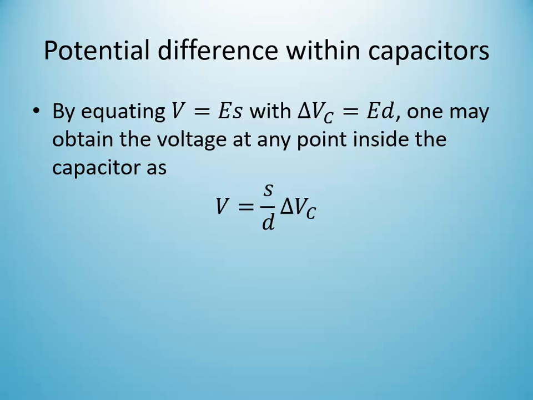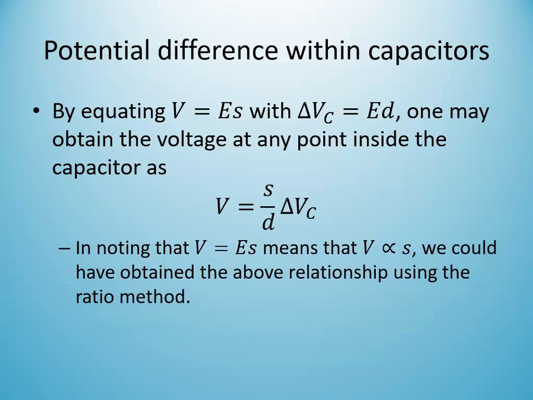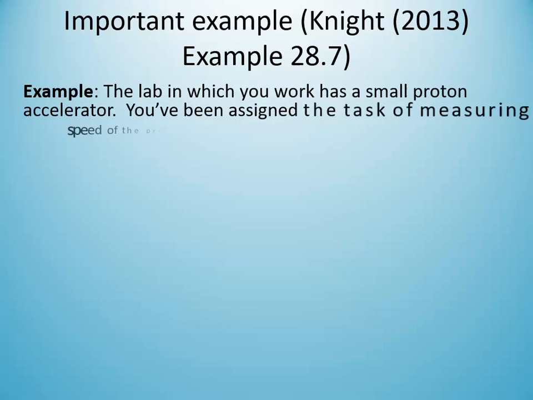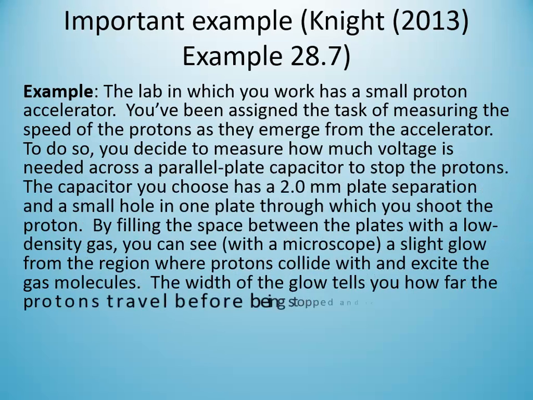So we already came across this equation for the electric potential inside of a parallel plate capacitor at a certain distance s from the negative plate. Now, examining this a little bit more closely, we realize that since the potential is proportional to s, then we simply could get that by the ratio method, as opposed to the analysis of saying, hey, the electric field is equal and stuff like that. So, with all of this in mind, let's take a look at an important example.